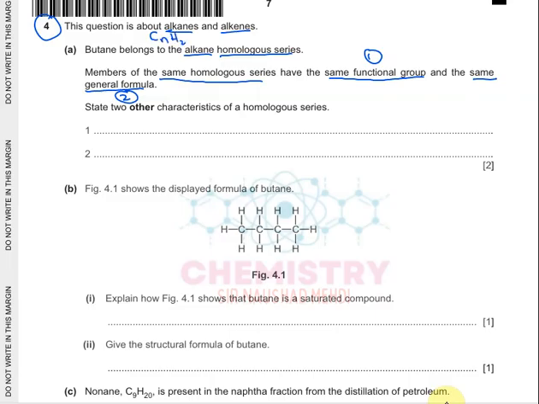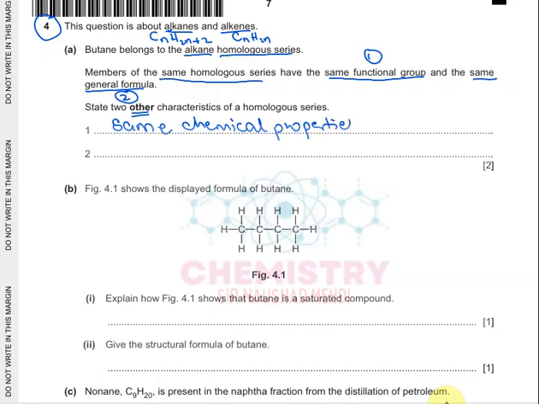what is the general formula? CnH2n+2. For alkene, what is the general formula? CnH2n. Right? Now they are saying that state two other characteristics of the homologous series. So when you form any of the homologous series, one of the characteristics is that all the members have the same chemical properties. Yes or no? Okay, they have the same chemical properties.